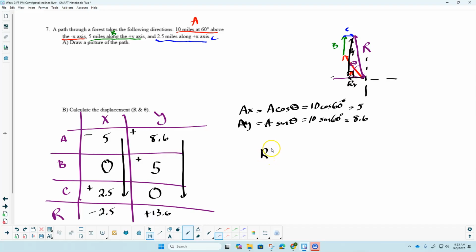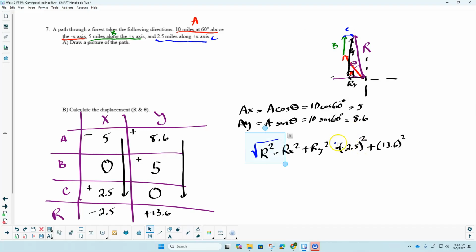So R squared equals Rx squared plus Ry squared. This is just the concluding steps. So we got 2.5. If you want to put the negative in, you can. Make sure you put in parentheses, but it's going to get squared away. Plus 13.6 squared. We need to take a square root of both sides of R squared and of all those numbers to get our value for R, which turns out to be 13.8, and it's miles. That's what the unit was in this measurement.